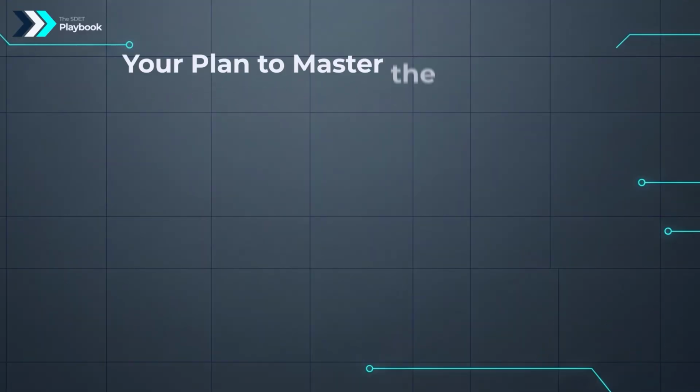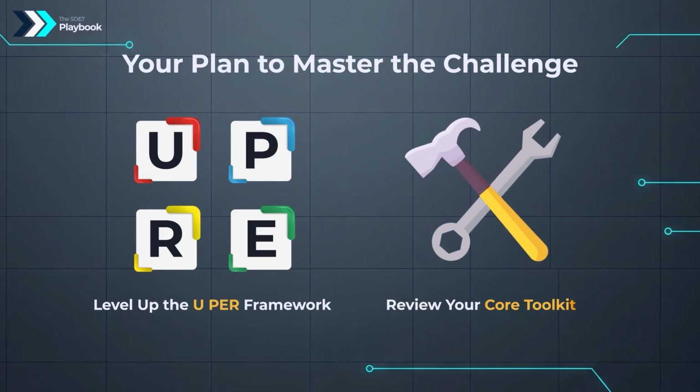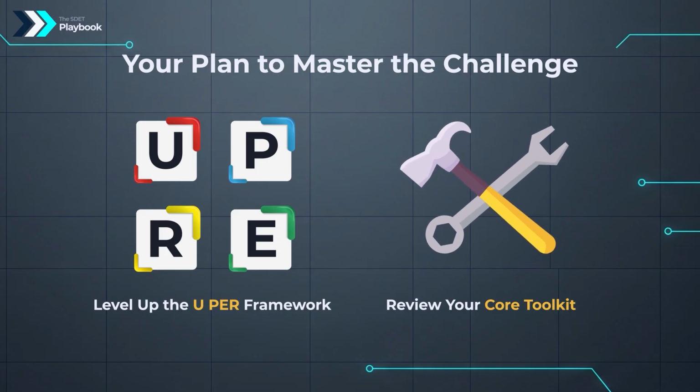In this lesson, we are going to equip you to master this challenge. We're going to level up our use of the UPER framework to meet the higher standards of the final round, focusing specifically on how to discuss trade-offs and complexity like a senior engineer. Then, we'll do a rapid-fire review of your core toolkit, the essential data structures and algorithms you need to have ready to build an optimal solution.